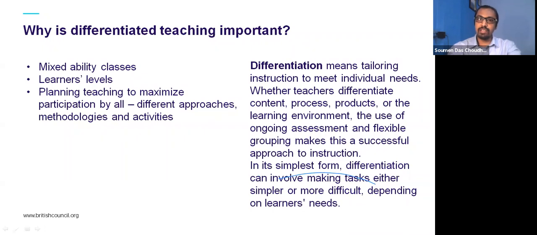So basically, differentiation means tailoring instructions to meet individual needs. Whether teachers differentiate content, process, products, or the learning environment, the use of ongoing assessment and flexible grouping makes this a successful approach to instruction. Or in its simplest form, as we said, differentiation can involve making tasks either simpler or more challenging, basically depending on your learner's needs, right?